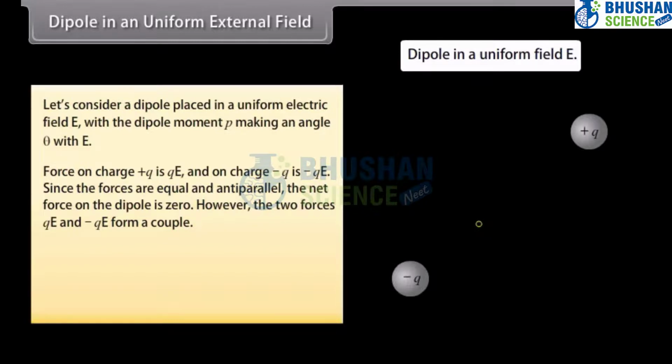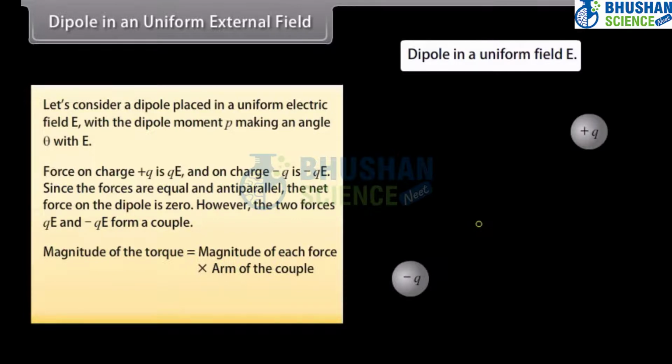However, the two forces QE and minus QE form a couple. Magnitude of the torque is equal to the magnitude of each force times the arm of the couple. This equation can be written as tau is equal to the cross product of p and E.